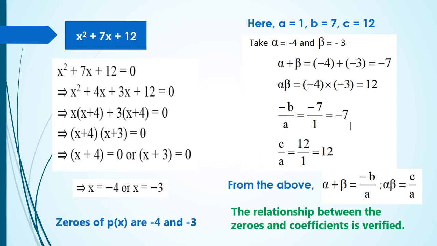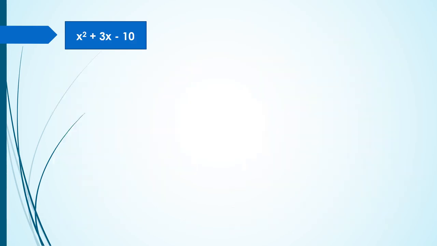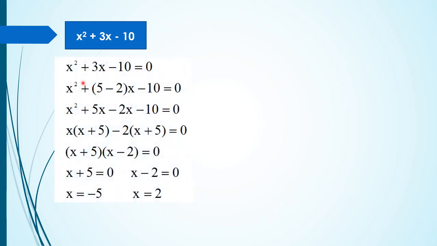Let us take one more polynomial. X square plus 3x minus 10. Here, first of all, I will find the zeros. Equate the given polynomial to 0. X square plus 3x minus 10 is equal to 0. Here coefficient of x square is 1 and constant term is minus 10, and therefore 1 into minus 10 is minus 10. Find factors of minus 10.